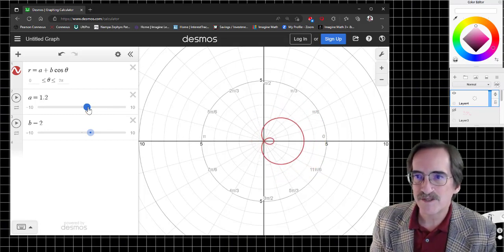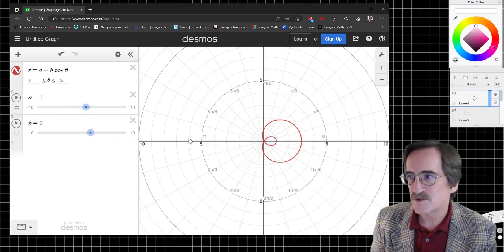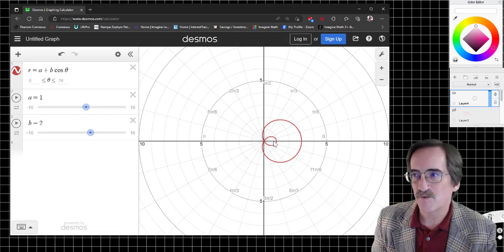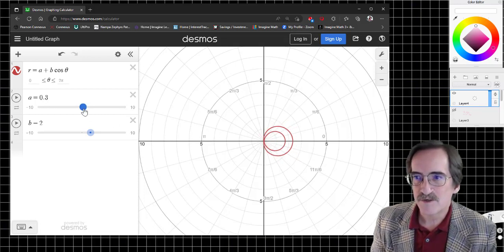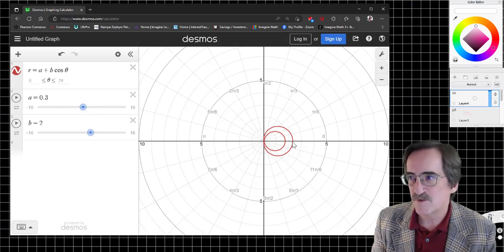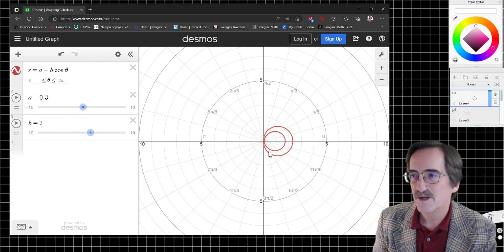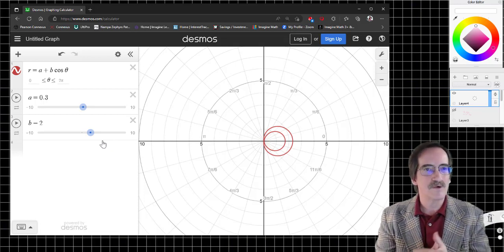The same thing happens in reverse when a is less. If a is 1, then 1 plus 2 is 3, so the major radius is 3, and the minor radius is 1, the difference between 2 and 1. The only difference here is the minor radius is in the same direction as the major radius, and it's an inner loop limaçon. As a decreases to 0.3, 2 plus 0.3 is 2.3, so the major radius is 2.3. The minor radius is 1.7, which is 2 minus 0.3. So you kind of get an idea of what's going on here.